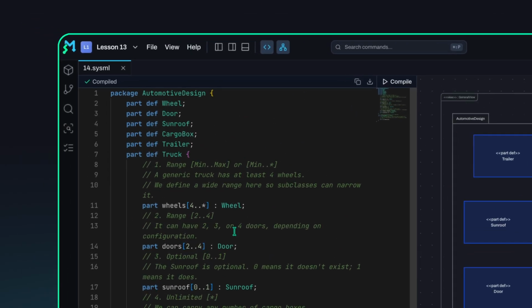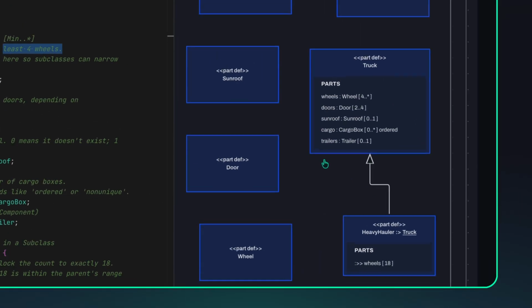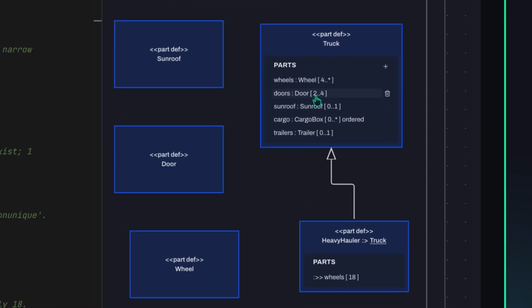Let's walk through it. The truck definition starts with its wheels. This is a part usage named wheels, typed by wheel. Its multiplicity has a lower bound of 4 and no upper bound. A conforming truck must have at least 4 wheels, but the general definition intentionally allows a specialized truck to have more. The next feature uses a bounded range. A truck can have 2, 3, or 4 doors. The brackets make that configuration rule explicit instead of leaving it to a drawing convention or a separate property setting.